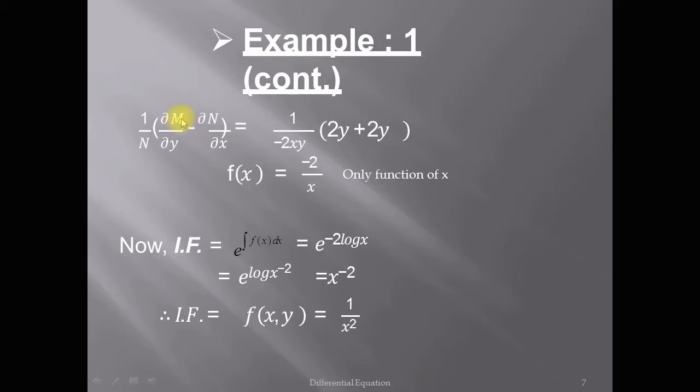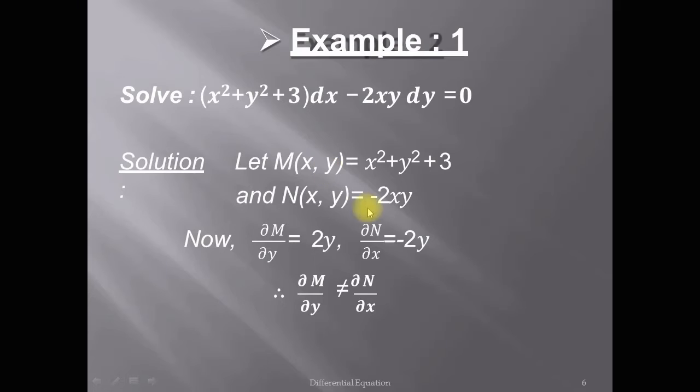First of all, subtract partial n by partial x from partial m by partial y, and then divide the result by n. The result of partial m by partial y is 2y, and the result of partial n by partial x is minus 2y. Go back to the previous slide. The result of partial m by partial y is 2y, and the result of partial n by partial x is minus 2y. So subtract these two results.